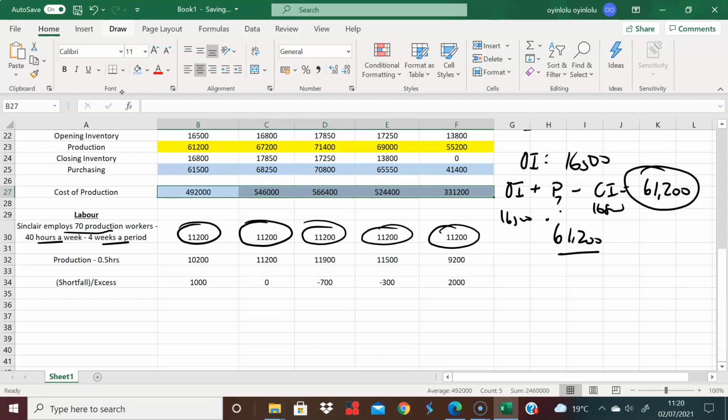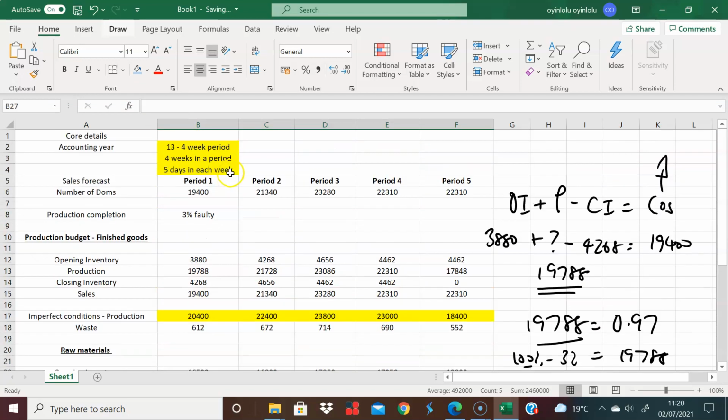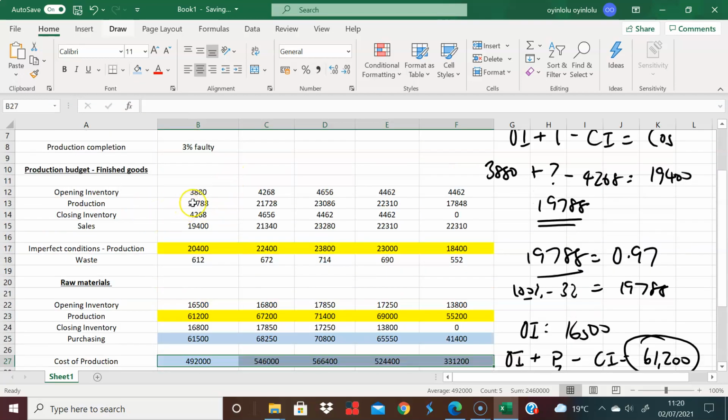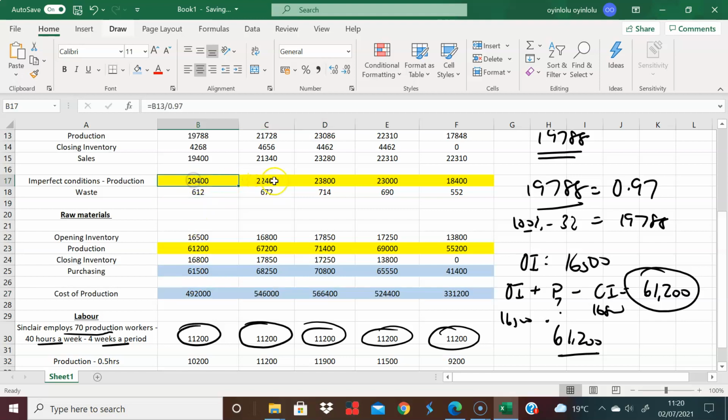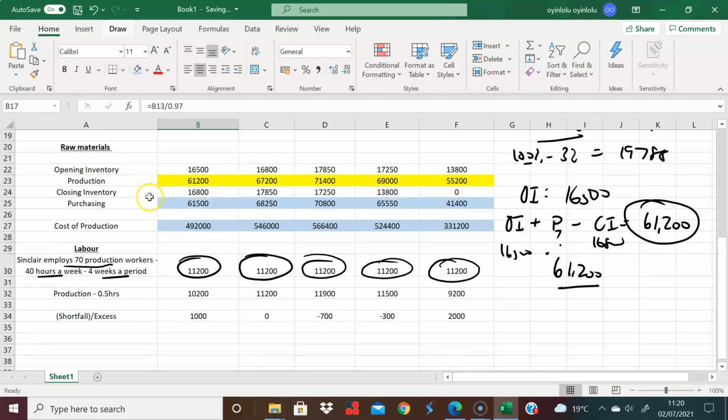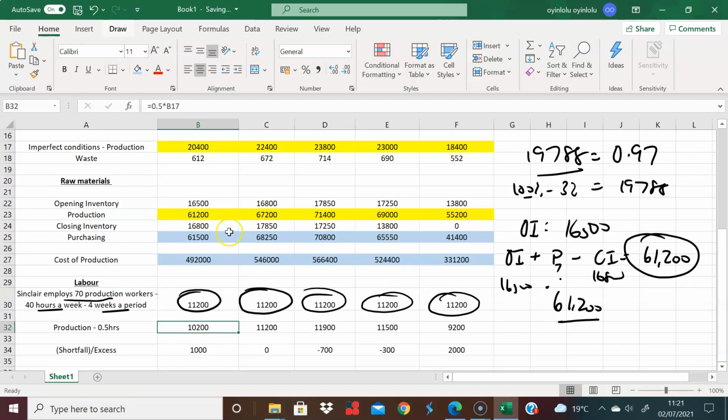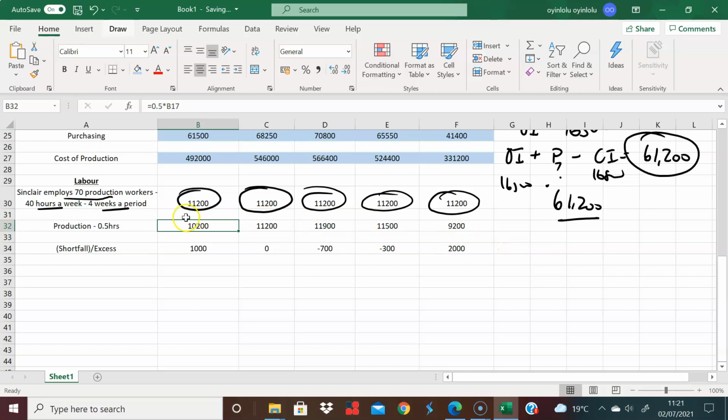Now, let's look here. We're trying to produce. The question tells us that you spend half an hour on each DOM. And the DOMs here, these are your production. So you need to multiply. If you're going to be producing this, how much time are you spending on this line? You're literally multiplying them by 0.5, right? And that's what you're doing over here, multiplying this line here by 0.5. What you now have is the amount of labor required to get that production.